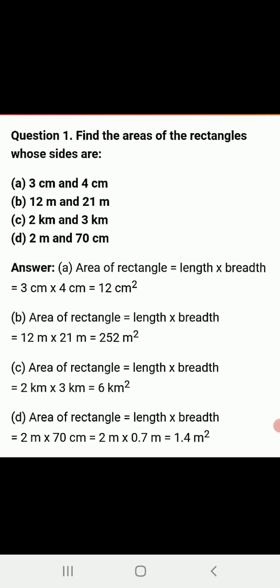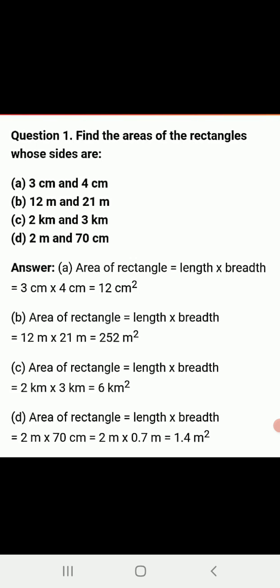So for the first case, it is 3 centimeter and 4 centimeter. When you multiply 3 into 4, you get 12. And just notice the unit, 3 centimeter, 4 centimeter. So centimeter into centimeter, you will get centimeter square. So while writing the area of any regular shaped figures, we should multiply the units also.